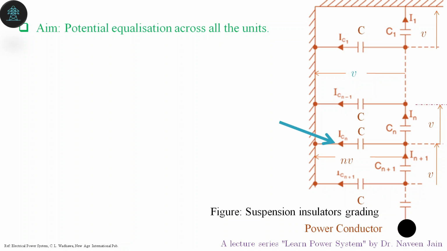Now, the voltage drop across this capacitance is n times V. Therefore, you can simply apply Ohm's law and determine the current. Hence, the current IC1 is equal to ICN upon N. The reason is that the voltage drop across the branch which carries ICN is N times V.